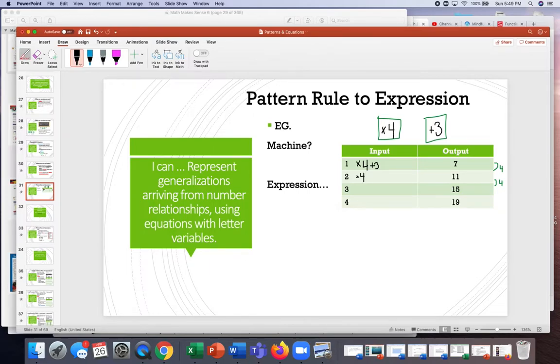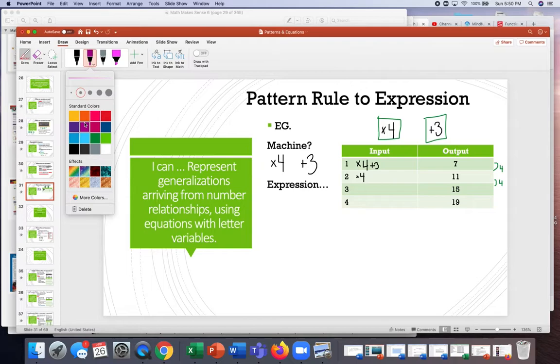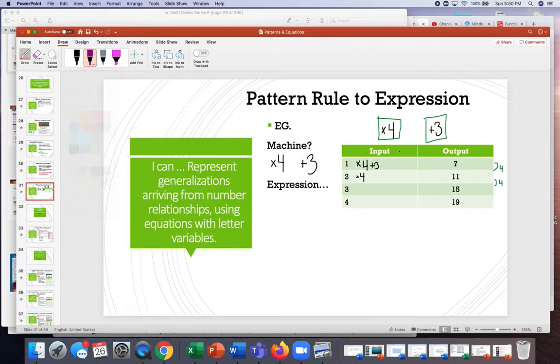That is the first step. Critical. That's why we spent all of last week figuring out this pattern rule stuff. So that's the machine. Times by 4, and then we're adding 3. Hopefully we're okay so far. Now, this is where it gets a little bit more complicated. I'm going to call my input I, for input.